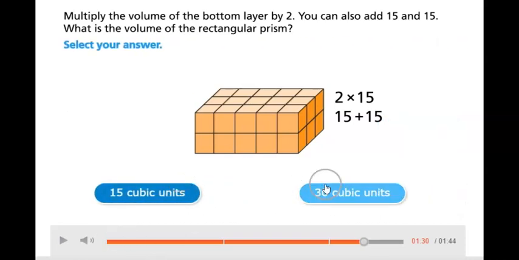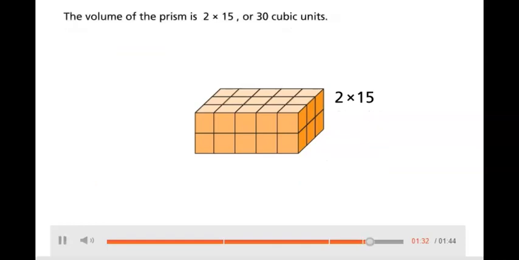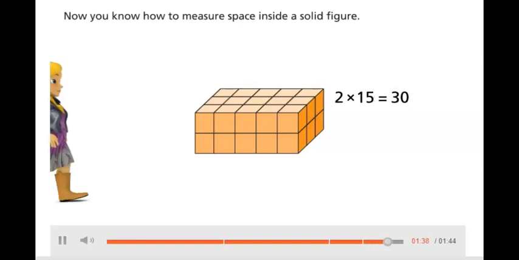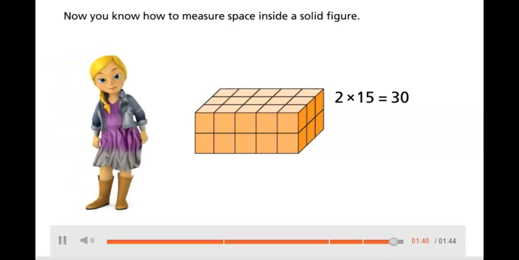Select your answer. So we talked about this. 2 times 15 would give us the same answer as 15 plus 15, which is 30 cubic units. The volume of the prism is 2 times 15, or 30 cubic units. Now you know how to measure space inside a solid figure.